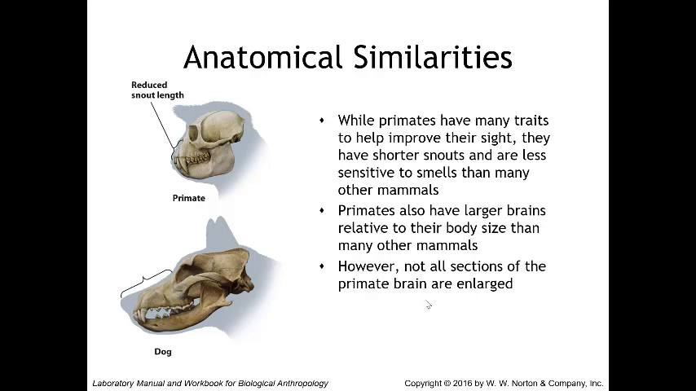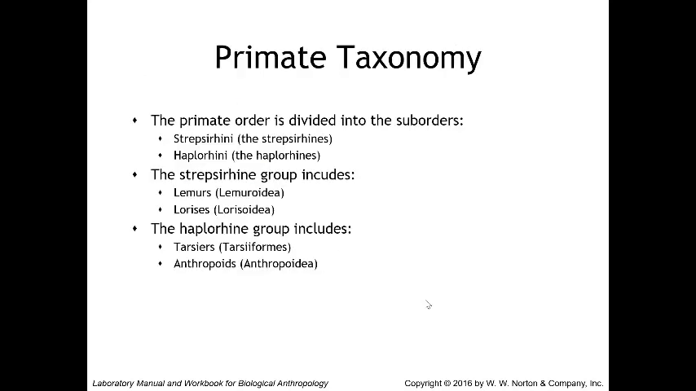Right, so let's get into the taxonomy. That's going to be the majority of what this lab consists of. The primate order is divided into the suborders Strepsirrhini and Haplorhini, or the Strepsirrhines and the Haplorhines. The Strepsirrhine group includes our lemurs and lorises, and the Haplorhine group includes our tarsiers and our anthropoids.